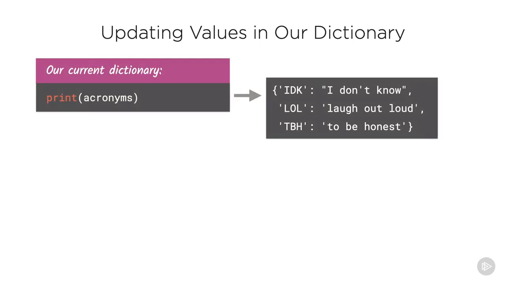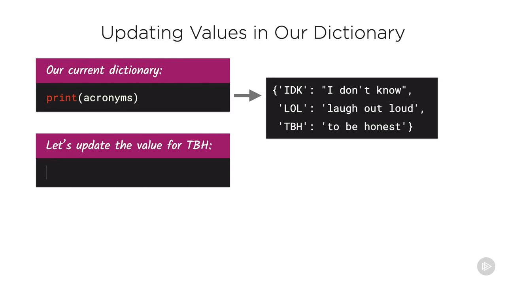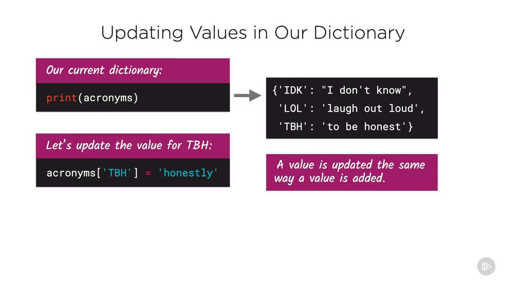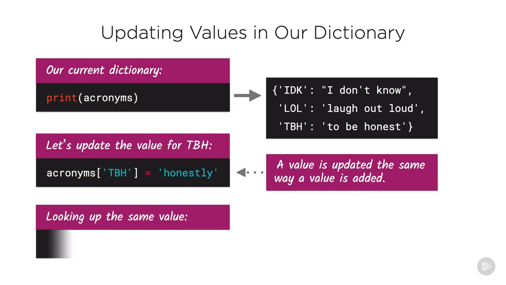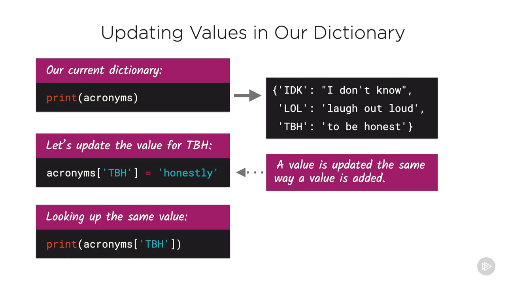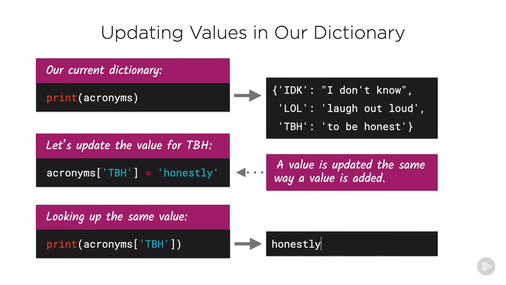Let's update the value for the key TBH. You can see that a value is updated the same way a value is added. The dictionary just updates the value if the key already exists. Then if we look up the same key TBH again and print the value, we can see the new value honestly is printed to the screen.